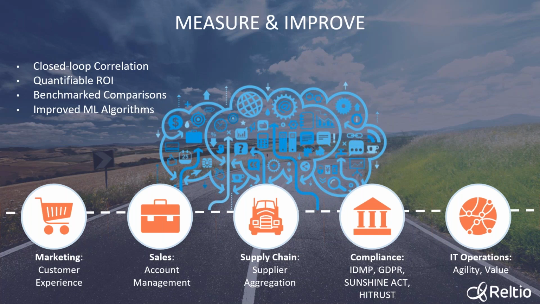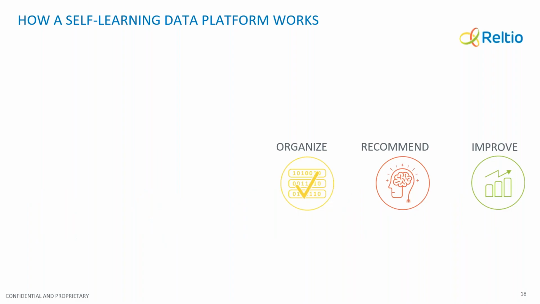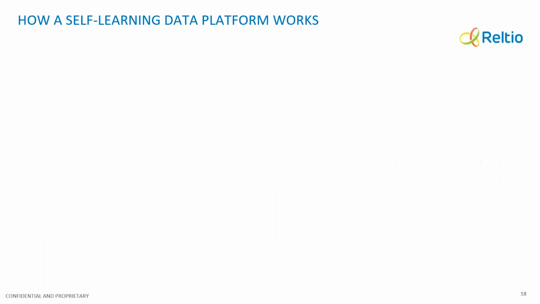And the system must have a closed loop data flow for this data and these insights to come together, so that we can continuously learn from the data and continuously improve the data quality and the business operations as well. So let's quickly see how this all works. The first step is to organize the data.